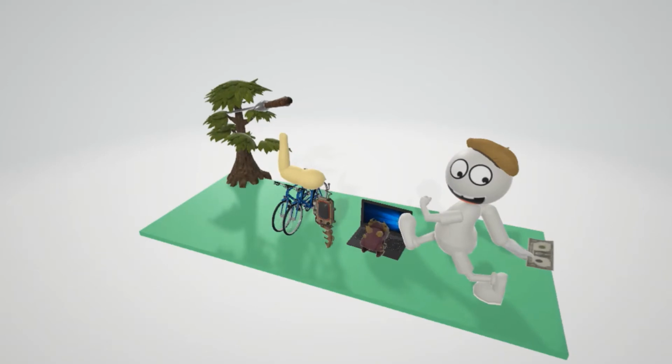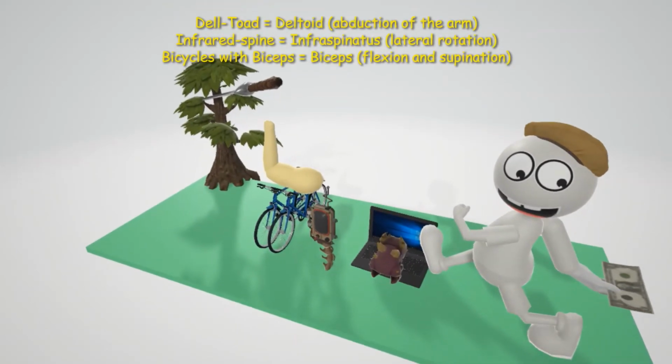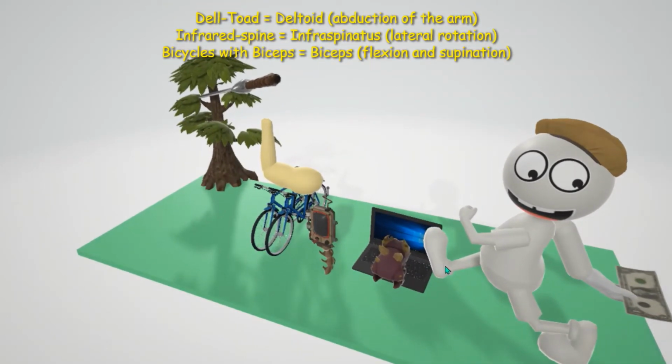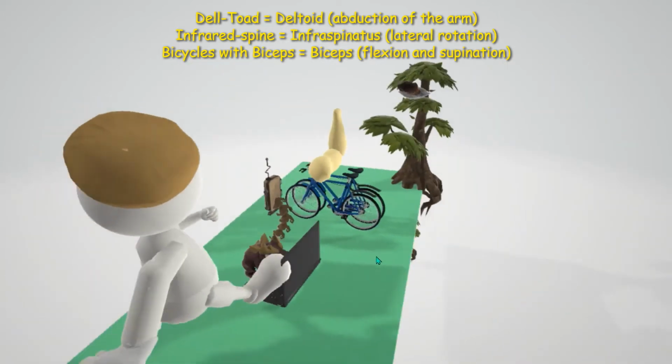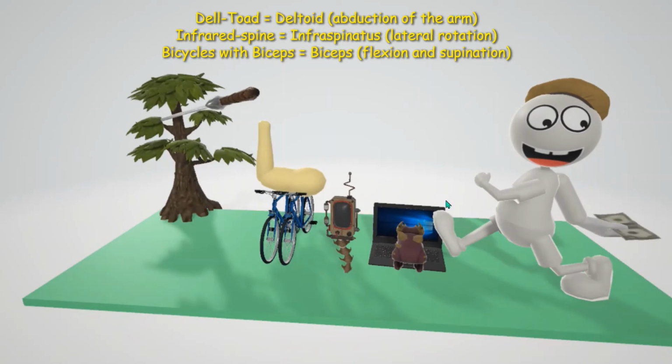Okay, let's talk about the deficits. So it's going to affect three important muscles that we want to be aware of. Over here, we see a toad that's on a Dell computer, to help us remember the deltoid. The deltoid is affected, and since the deltoid is responsible for abduction, the arm is going to hang by the side. The patient's not going to be able to abduct. That's why this arm is just by the side, not up like the other one.